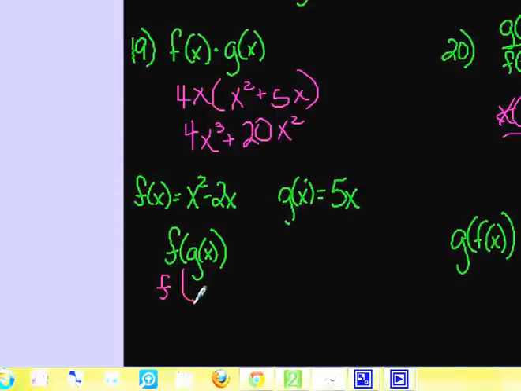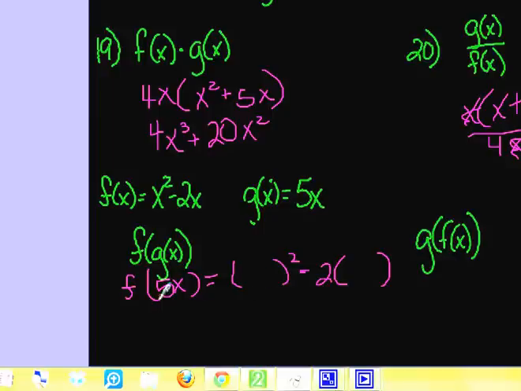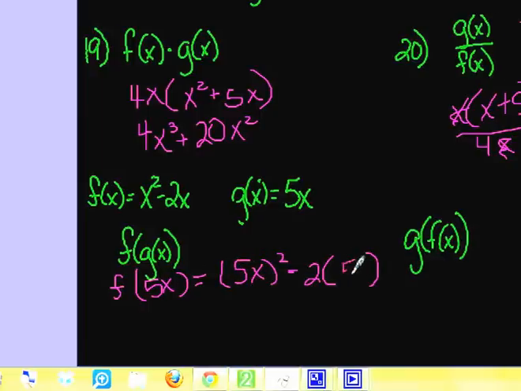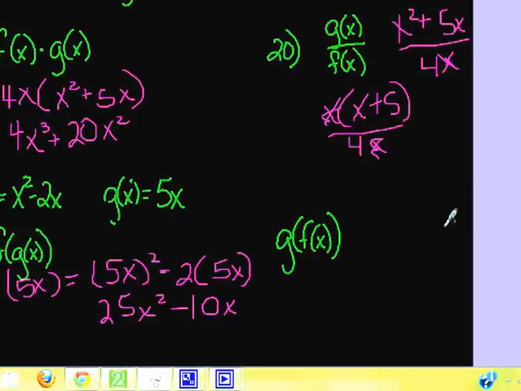So I'm going to start with replacing g of x with 5x. Then I'm going to copy out the f function, but wherever I see an x, I'm going to just leave a big empty space. With that empty space, I'm going to fill it in with the input, which is 5x. And then I'm just going to simply simplify that. 5x quantity squared is 25x squared. And that's going to be minus 10x. And we're done.